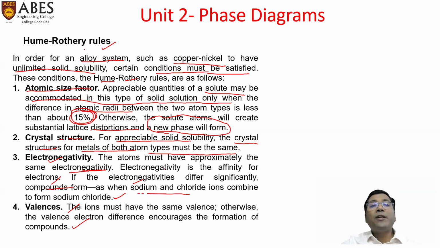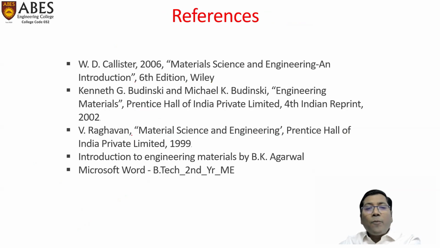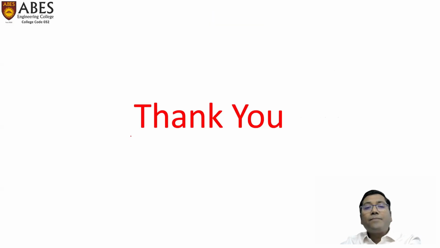So as per the Hume-Rothery rule, four conditions are there for unlimited solid solubility: atomic size factor should be less than 15%, crystal structure should be the same, electronegativity should be the same, and valence should be the same. So these are the four conditions of Hume-Rothery. So this is all about it in this lecture, and in further videos, further topics will be considered. Thank you.